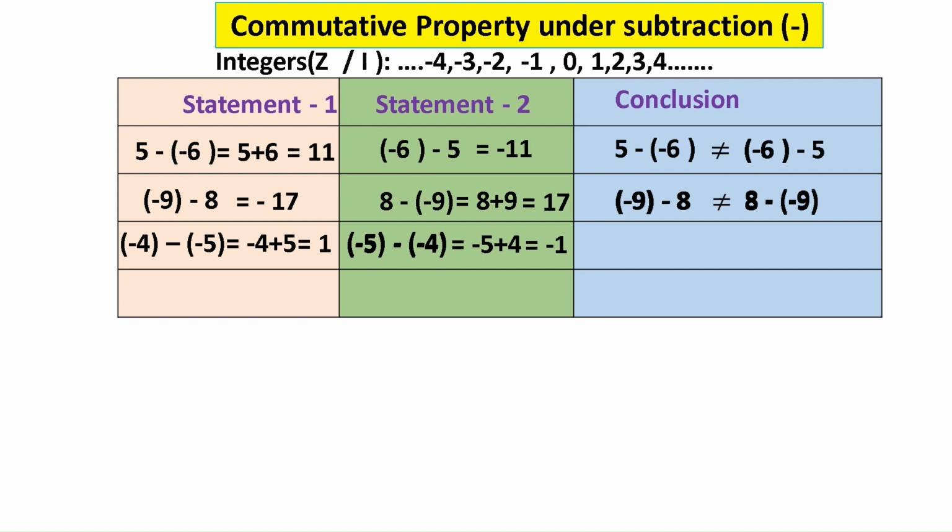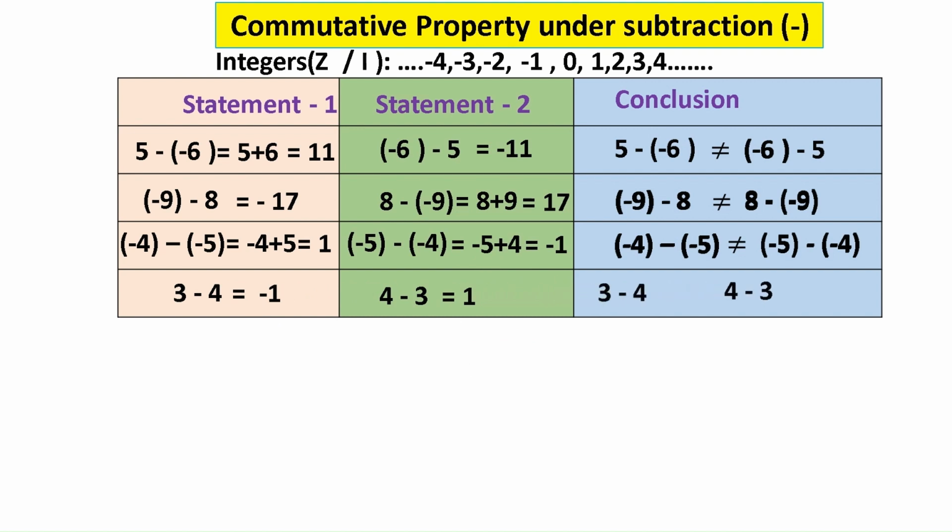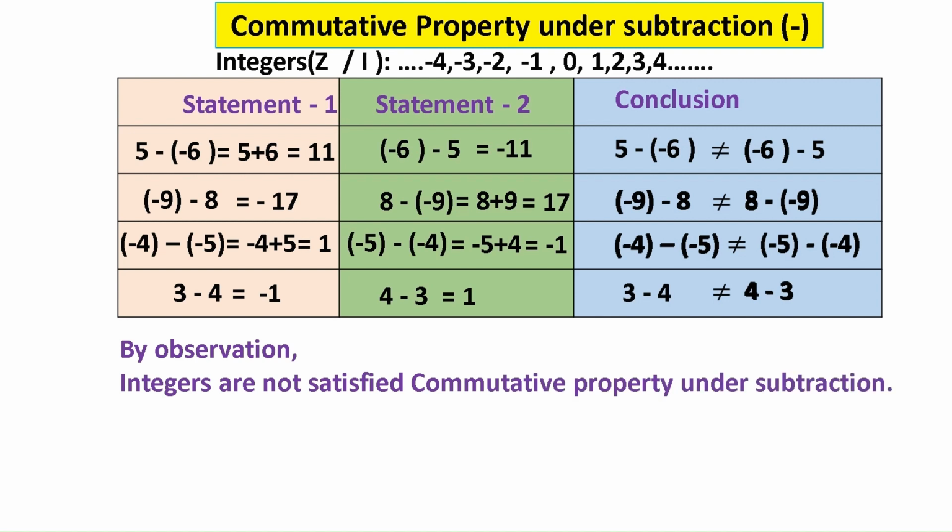Now by conclusion, minus 4 minus of minus 5 is not equal to minus 5 minus of minus 4. 3 minus 4, we will get minus 1, and 4 minus 3, we will get plus 1. In this case, we easily understand it's minus 1, it's plus 1. Both are not equal. So 3 minus 4 is not equal to 4 minus 3.